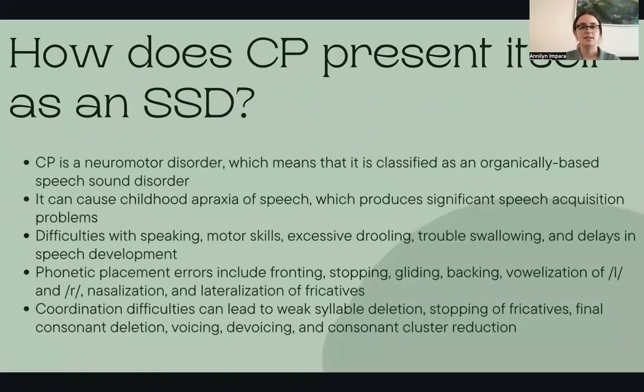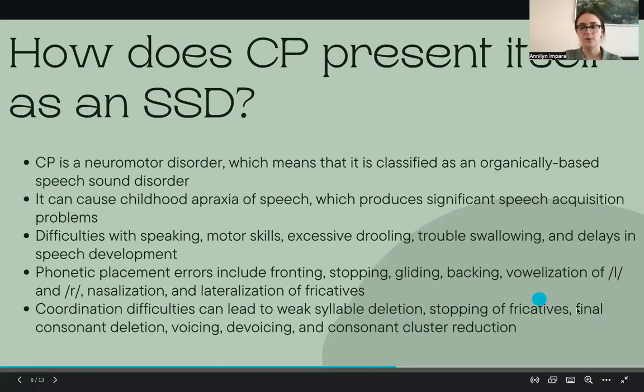So how does CP present itself as an SSD? CP is a neuromotor disorder, which means that it is classified as an organically based speech sound disorder. It can cause childhood apraxia of speech, which produces significant speech acquisition problems. Some of these difficulties include difficulties with speaking, motor skills, excessive drooling, trouble swallowing, and delays in speech development.